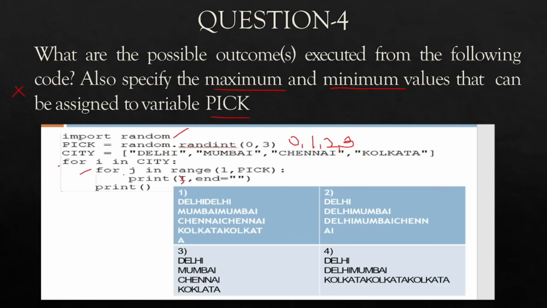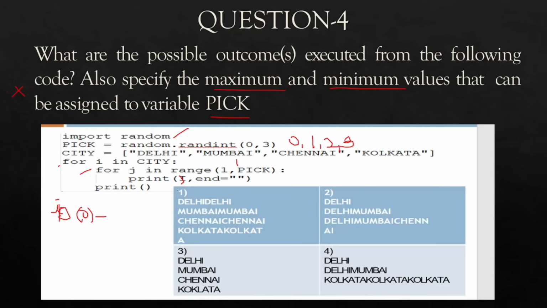Now, for i in city means it will be taking one city, and for j in range of 1 comma pick. Pick means from this pick it will be taking one value. So the first time, if I am taking the pick value as 0, what is the range of j? 1 comma pick, 1 comma 0. So what is 1 comma 0? It is an empty set, right? Because 1 comma 0 always provides the empty set.